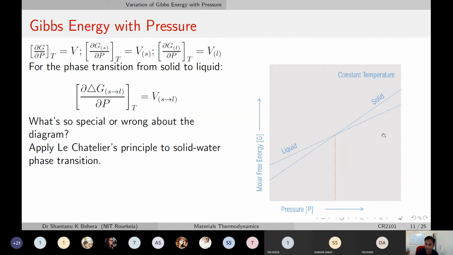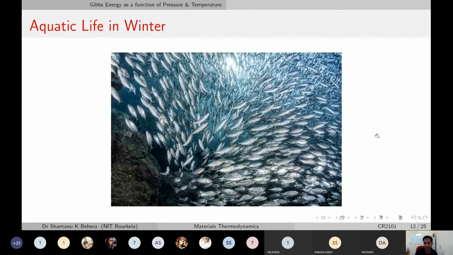Here it is slightly different. And there is a reason for that. Let's talk about it. What's the reason? I think this one will give you all a clue as to what is so special about this water system.